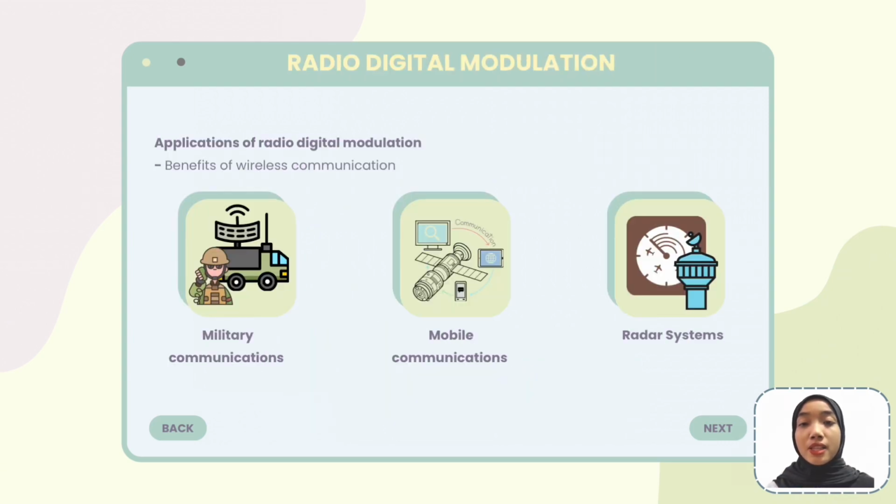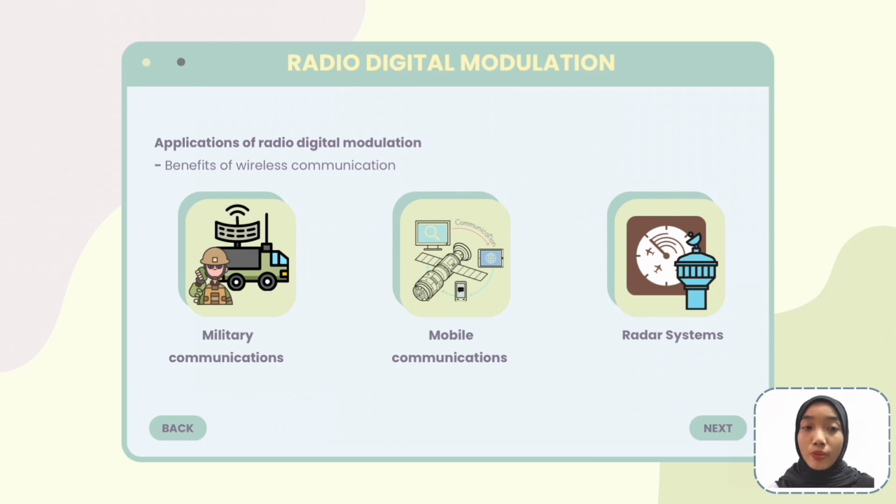Now let's see the applications of radio digital modulation. The first one is military communications. Radio digital modulation plays a crucial role in ensuring secure and encrypted communications for military operations. It supports long-range transmission even in challenging environments.